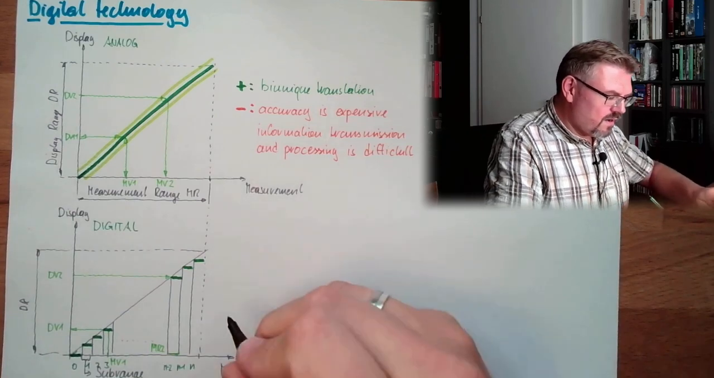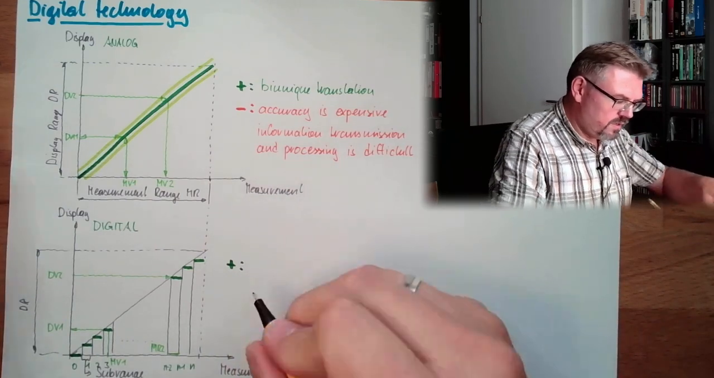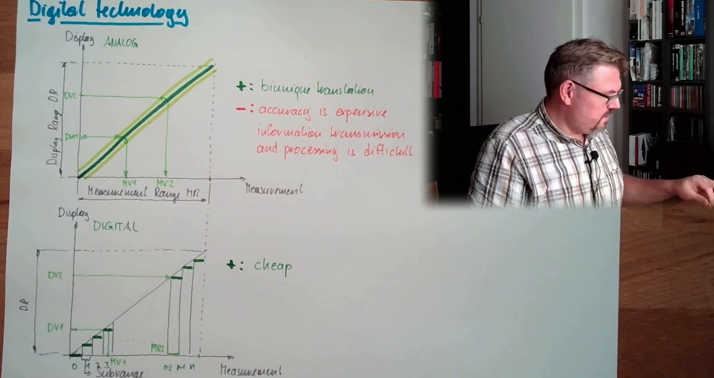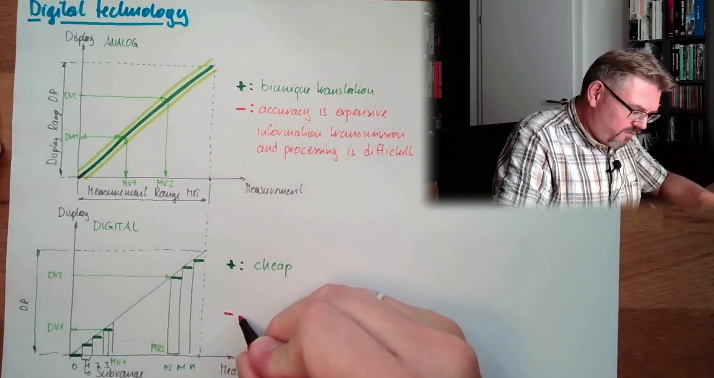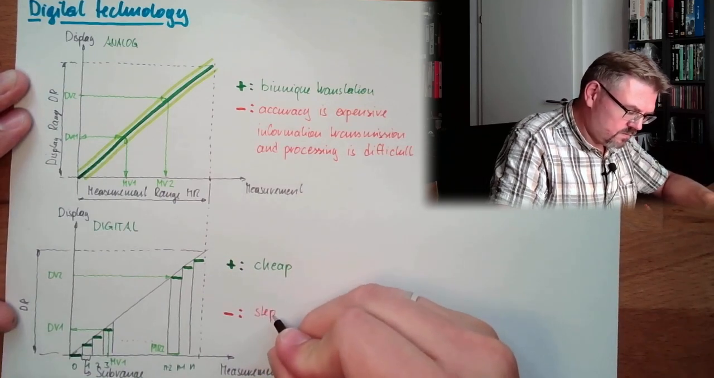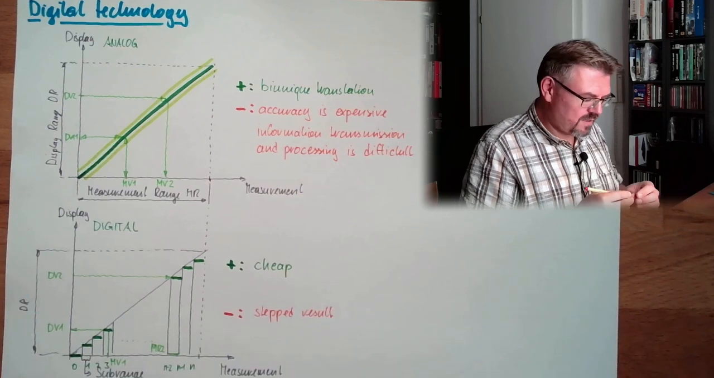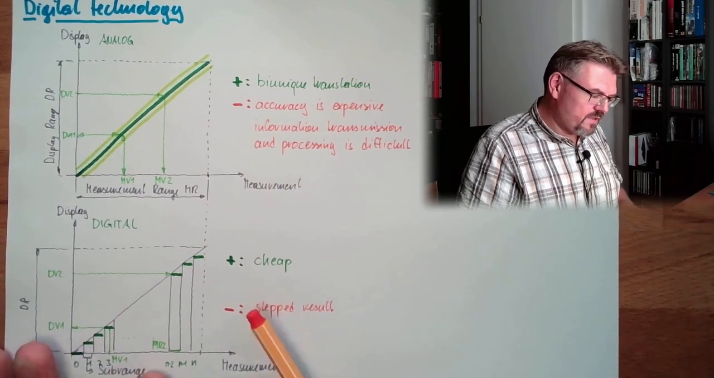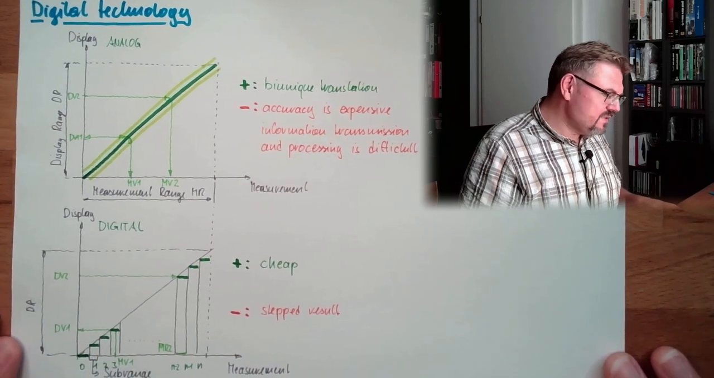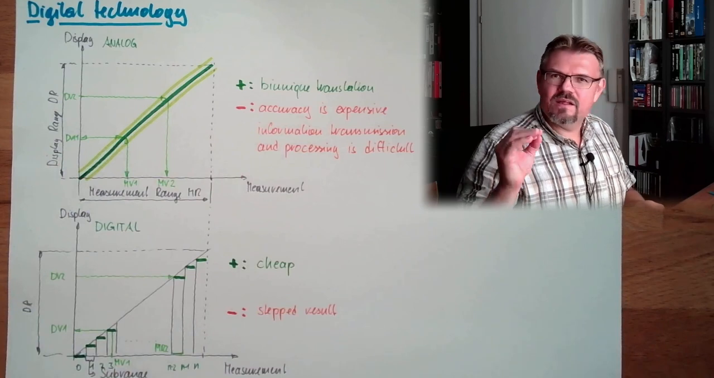Here, digital technique, on the plus side, we have cheap. It's not very expensive. On the downside, we have, of course, this stepped result. However, a big advantage of this is that I have a number. I have already a number. Numbers can be transferred easily, so the information transmission is no issue, and numbers can be calculated by computers.